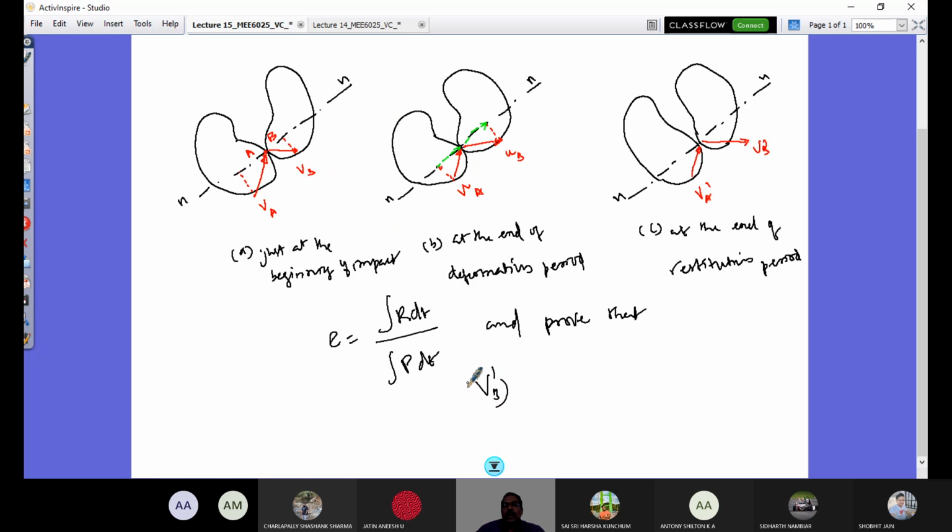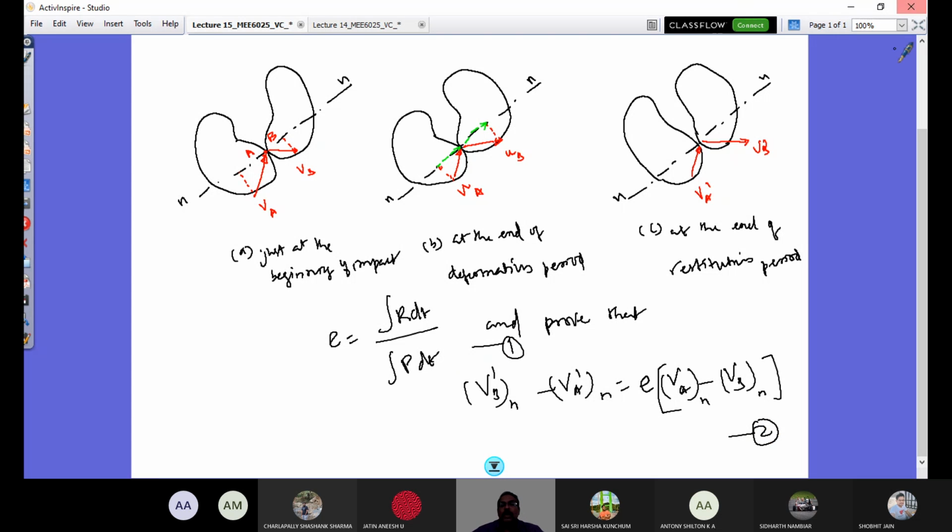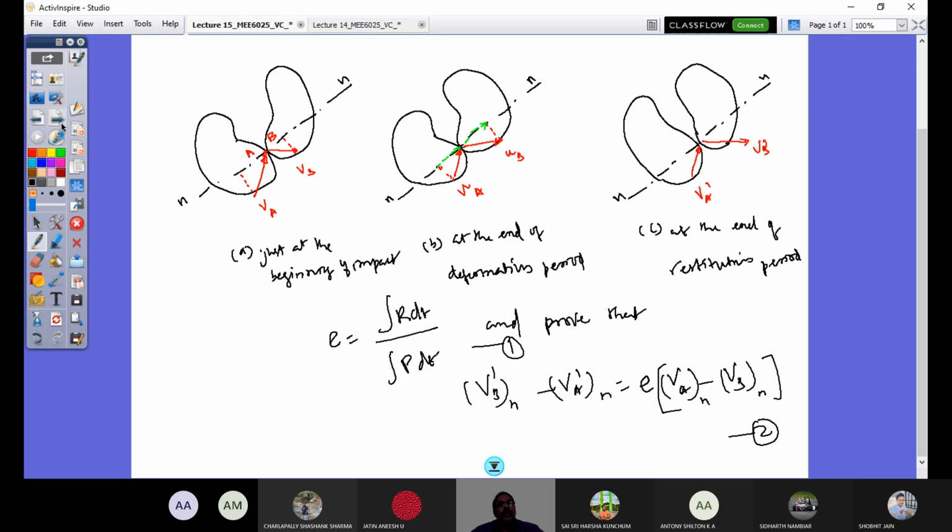VB dash along N minus VA dash along N, which is after collision the velocity of that contact point, would be equal to e times the relative velocity before impact. That's going to be VA minus VB along N. So I have to prove this equation now. Let's call this equation 1, and this equation 2. So I have to prove equation 2 in our case. So how do you do that?